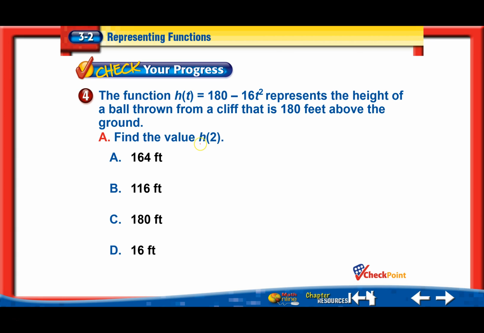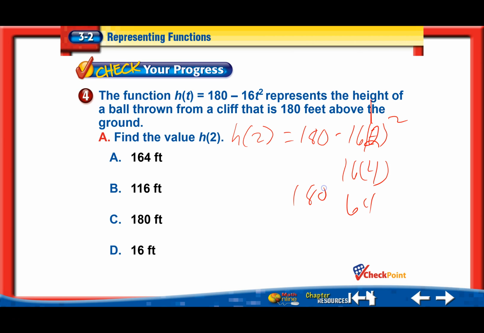All right, so we're going to substitute 2 in for all of these. So h of 2 equals 180 minus 16t, or sorry, 2 squared. So I'm going to square that first to go to 4. 4 times 16 is going to be, oh boy, I don't have my calculator. I think it's 64. Yep, 64. 180 minus 64.